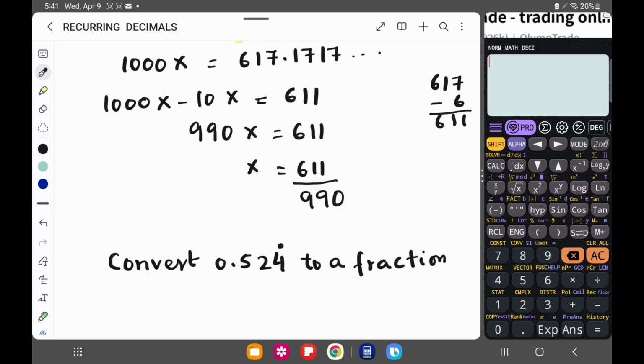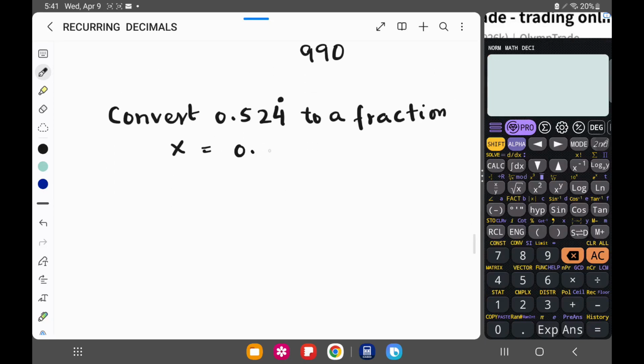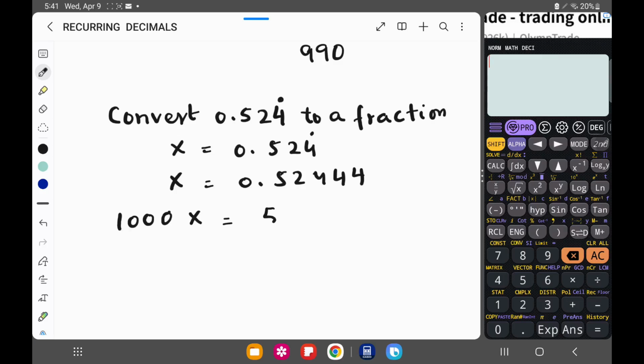So that is 1000x. First of all, let x equal 0.524. It means x is equal to 0.52444. That's a little different question. So 1000x is equal to 524.444. In your previous question one digit was not repeating, so we were subtracting 10x. Here two digits are there, 5 and 2, so we subtract 100x.